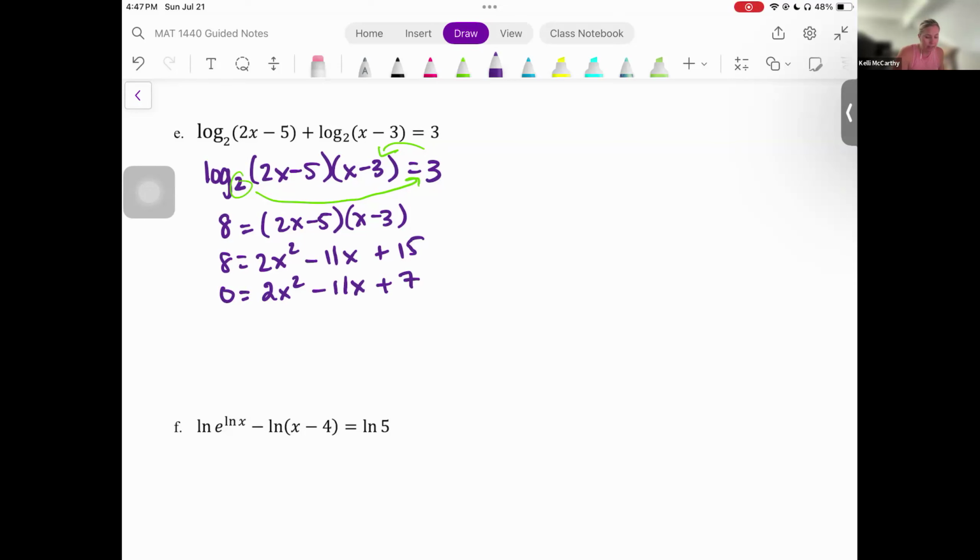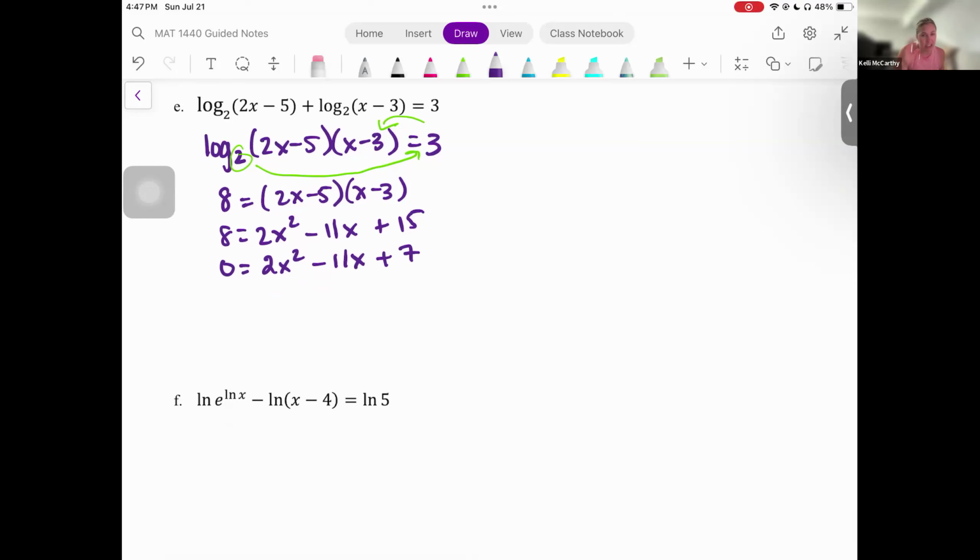Looking at this, just thinking about the AC method, we've got 2 times 7 is 14. We're not going to be able to find factors of 14 that add up to negative 11. So quickly I can identify this is not going to factor. I'm going to have to use the quadratic formula.